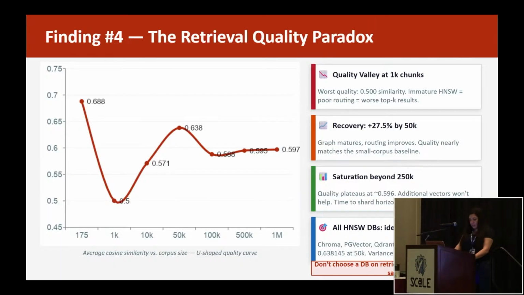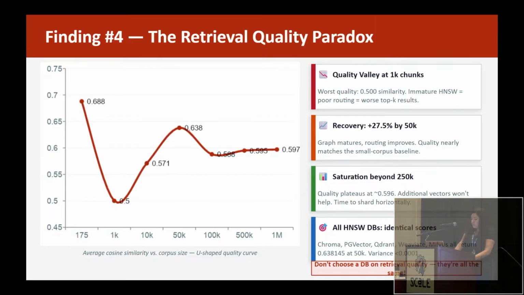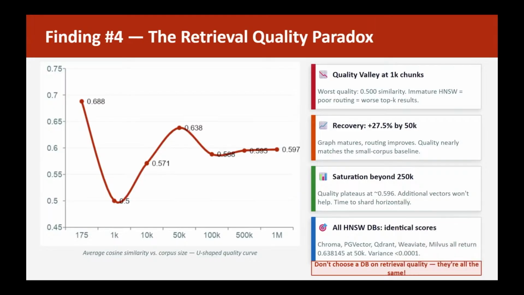The second finding, and this will simplify your DB selection process enormously. All of the HNSW DBs return virtually identical retrieval quality. The variance between them is less than 0.0001. They're all implementing the same underlying algorithm. So, of course, they're going to return the same results. What this means practically is we need to stop comparing vector DBs on retrieval quality in our evaluations. We need to compare them on latency, throughput, consistency, and operational features.